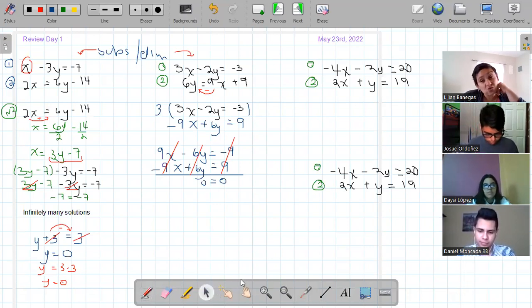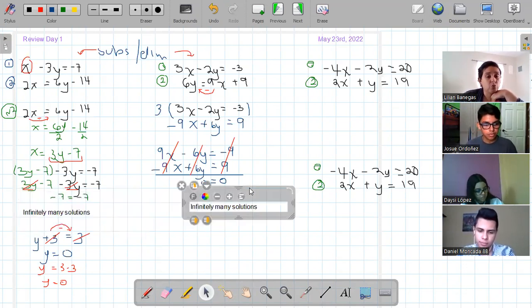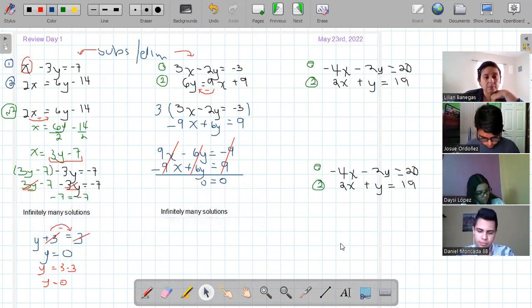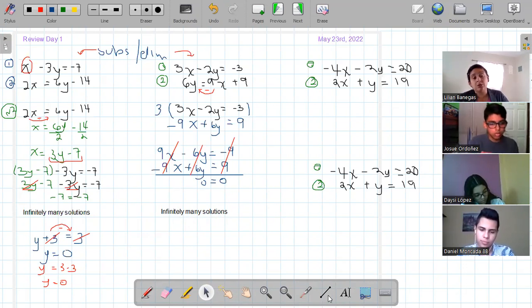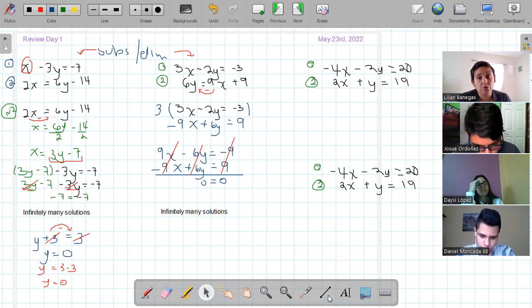So how many solutions do I have in this exercise? Infinitely many solutions, as well as the first one. Why? Because it is true: 0 is equal to 0. And that is how you have a system of equations with infinitely many solutions solved with elimination. Questions so far?